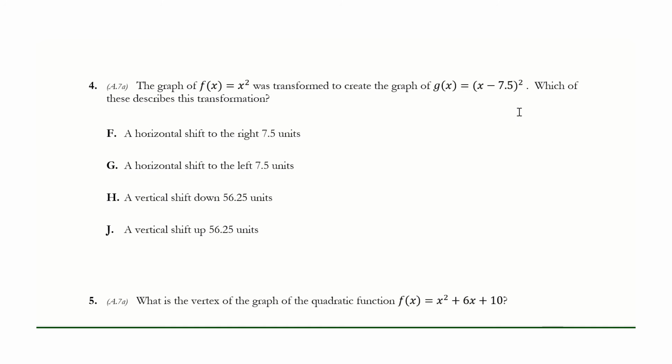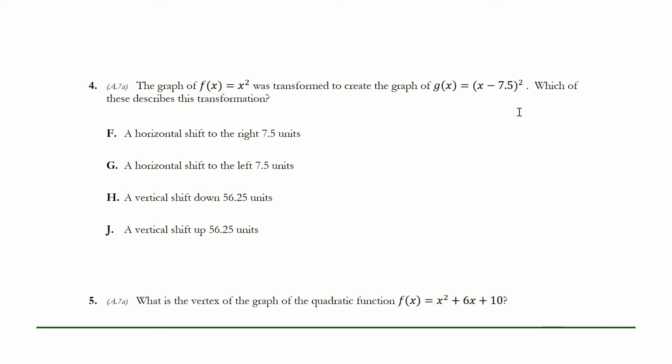Problem 4. The graph of f(x) = x² was transformed to create the graph of g(x) = (x - 7.5)². Which of these describes this transformation?